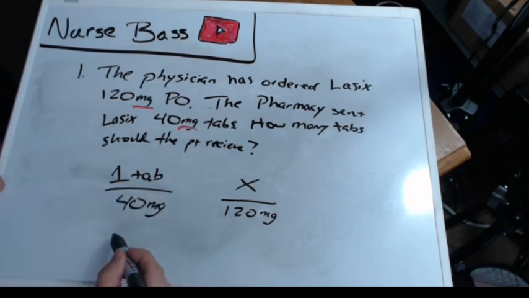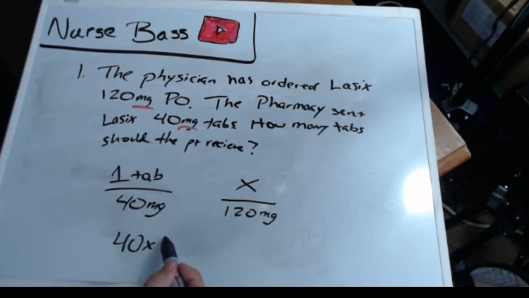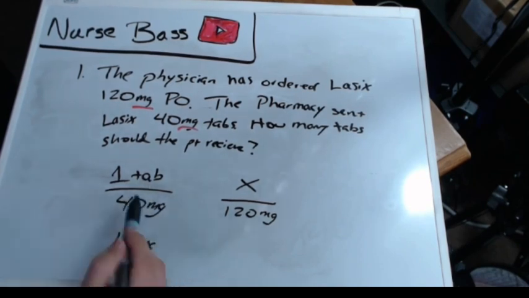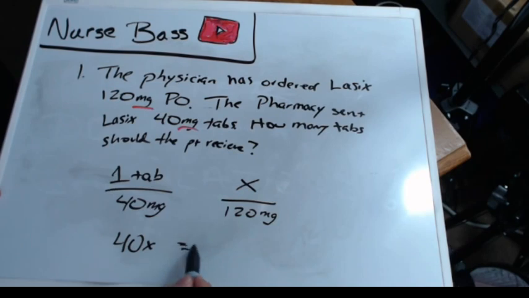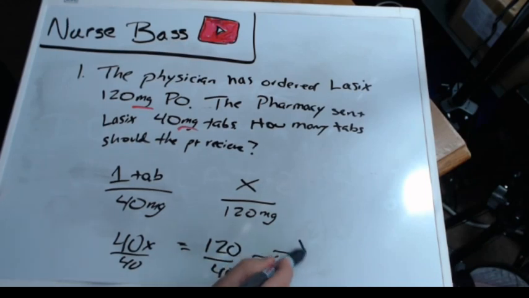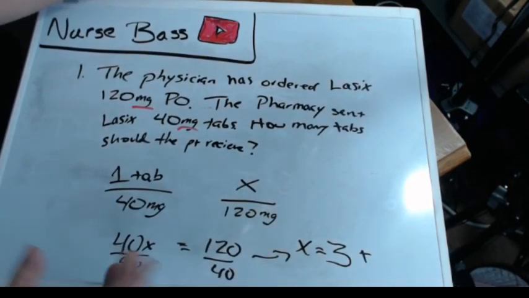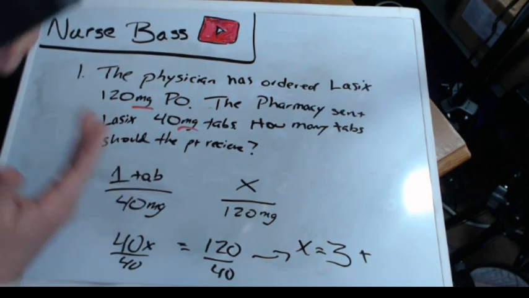I'm sure you guys are 20 steps ahead of me already, but this is for everybody. Some people are still at the beginning level. Cross multiply: 40 times X is 40X. I hope you can see the bottom of this board. Yeah, you can. Okay, good deal. And then 120 times 1 is simply 120. Then you divide by 40 on both sides. X equals 3. 3 tabs. I'm not going to write all that out. 3 tablets. So that is your basic question.